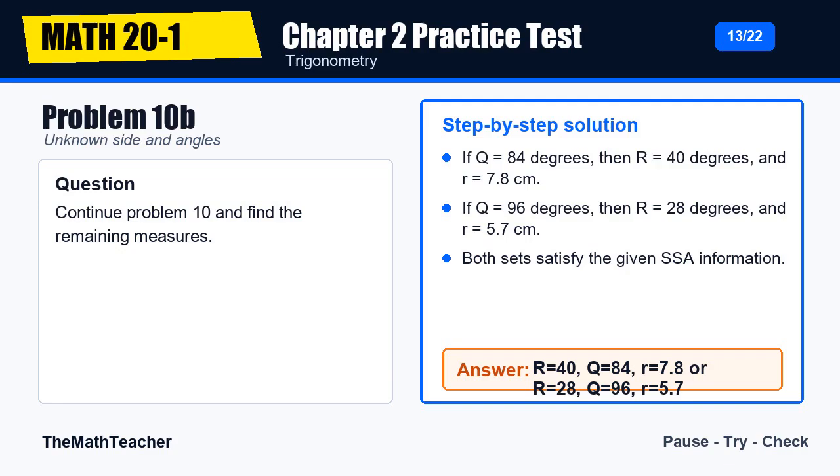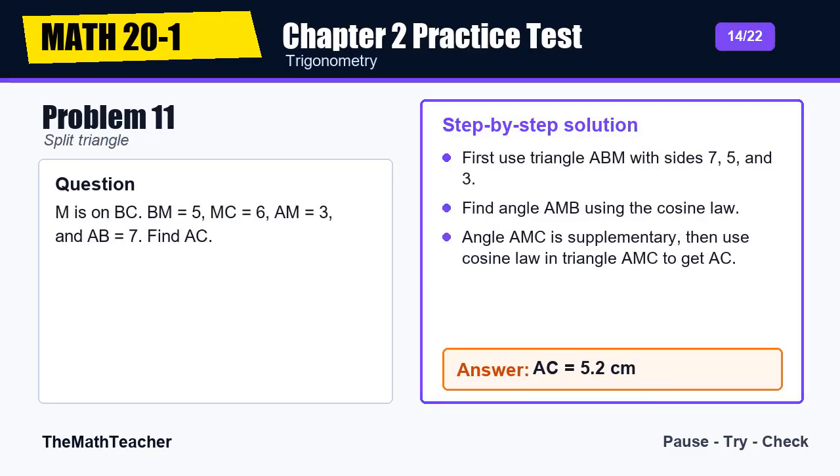Problem 11. Start with triangle ABM, where all three sides are known. Use the cosine law to find angle AMB. Since BMC is a straight line, angle AMC is supplementary to that angle. Then use the cosine law again in triangle AMC. The result is AC equals about 5.2 centimeters.